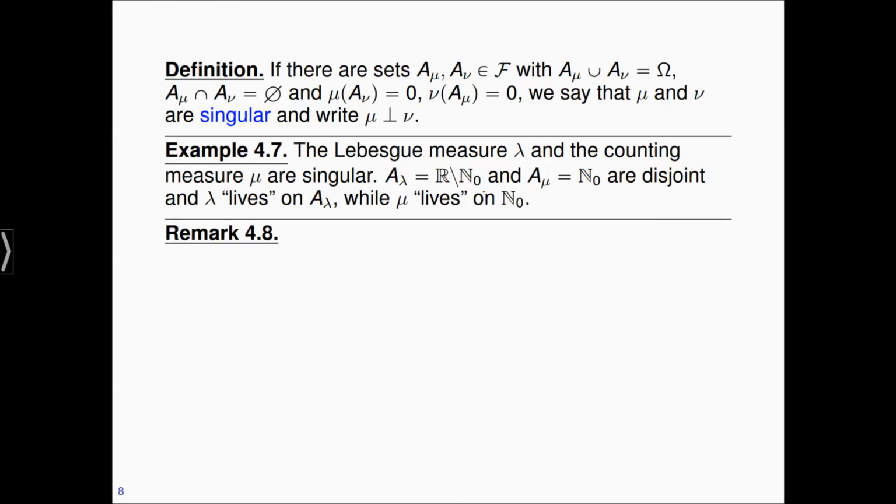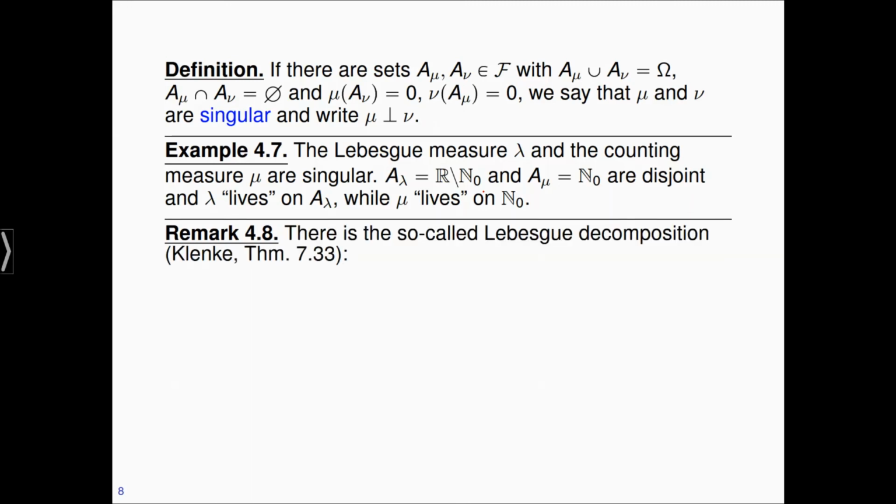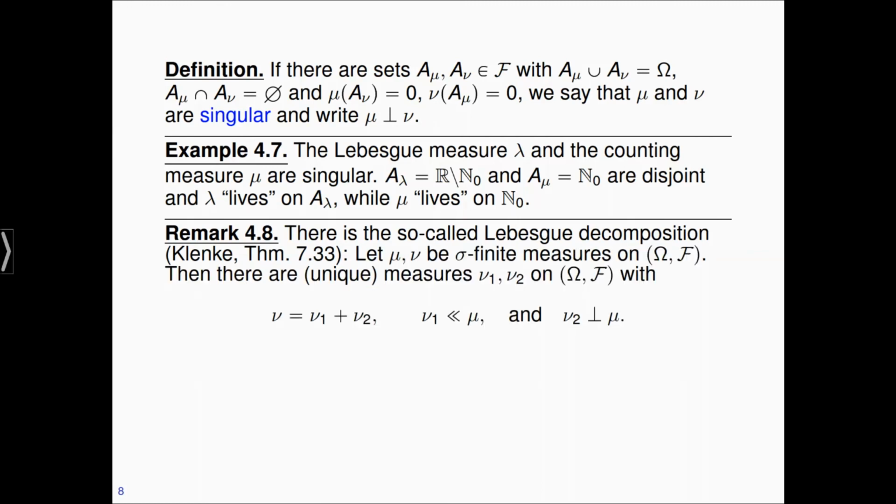There's one additional and also just informative remark that I want to make here. So there's a so-called Lebesgue decomposition. I refer to the book of Klenke. And the statement here is as follows. Start with two arbitrary sigma-finite measures mu and nu on the same measurable space. Then the assertion is that you can decompose the measure nu into two parts, nu1 and nu2. Nu1 is absolutely continuous with respect to mu, and nu2 is perpendicular to mu.